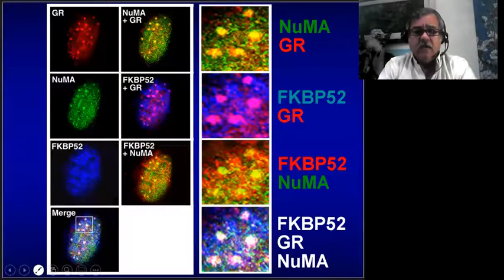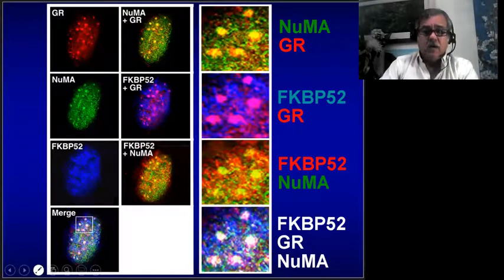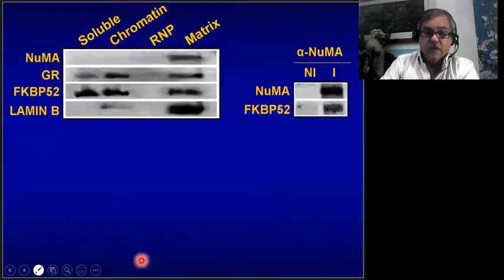Interestingly, confocal microscopy showed that nuclear GR co-localized with nuclear matrix proteins, such as NUMA in green, and also with FKBP52. These magnified images show the nuclear speckles of NUMA with GR, yellow, GR with 52, magenta, 52 with NUMA, yellow, and all three together in white speckles.